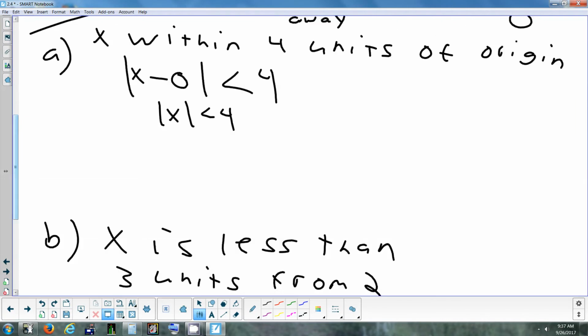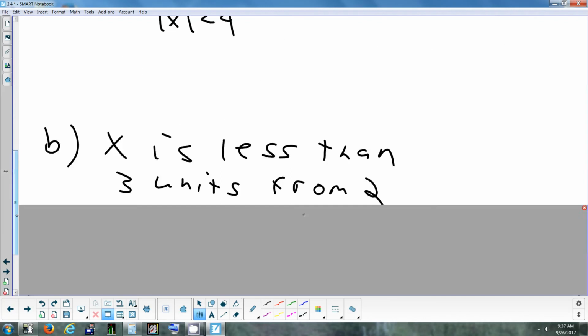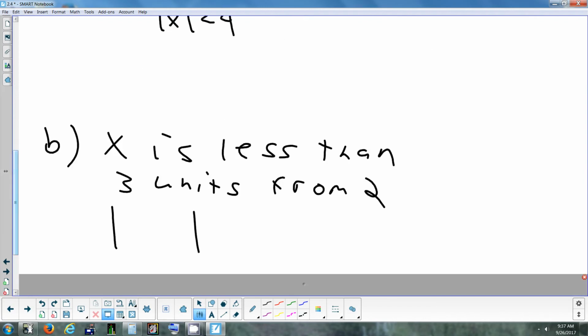All right, let's try this one. x is within, same thing, where x is less than 3 units from 2. What would be my absolute value for that one? x is less than or within 3 units from 2. We also find the absolute value of x minus 2 less than 3. Yep. Inside is what you want to be away from. And 3 is how far away.